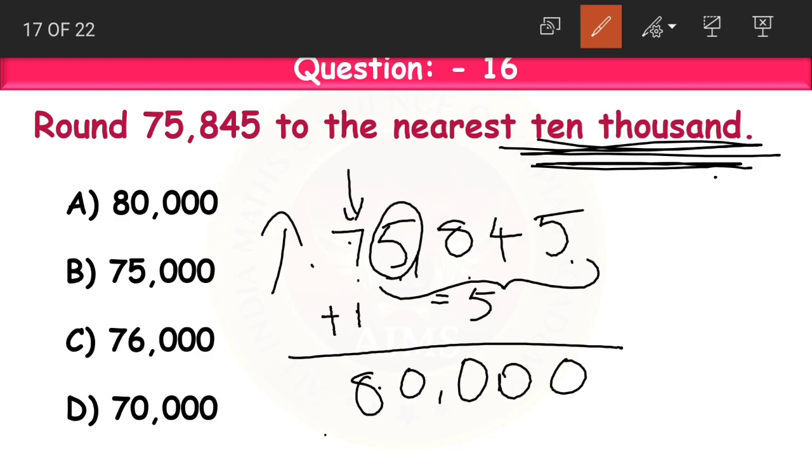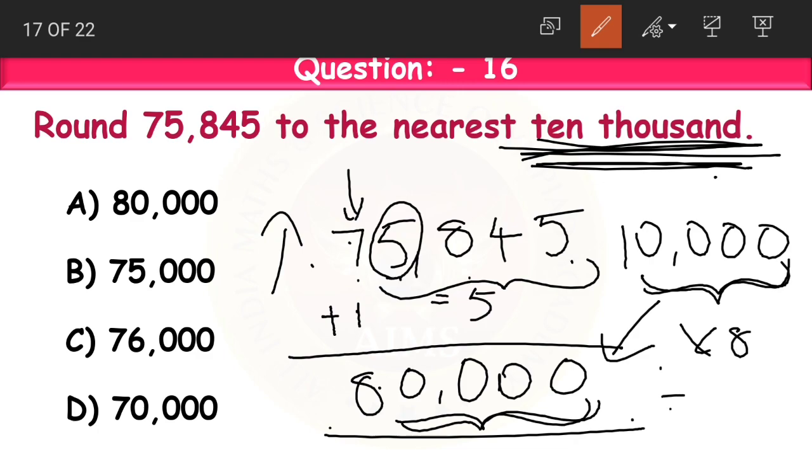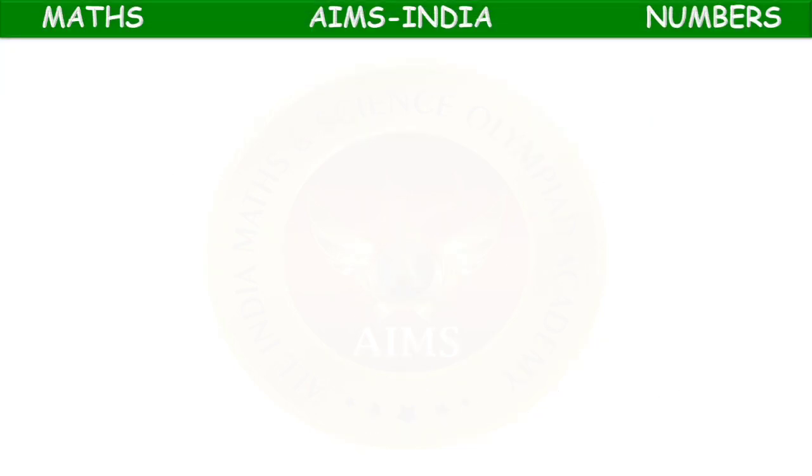75,845 becomes 80,000. Yes, students, 10,000 has how many zeros? 4 zeros, right? In the same way, our estimated number should also have a minimum of 4 zeros. Yes, it is a multiple of 10,000. 10,000 into 8 becomes 80,000. So, option A, 80,000 becomes our correct answer.